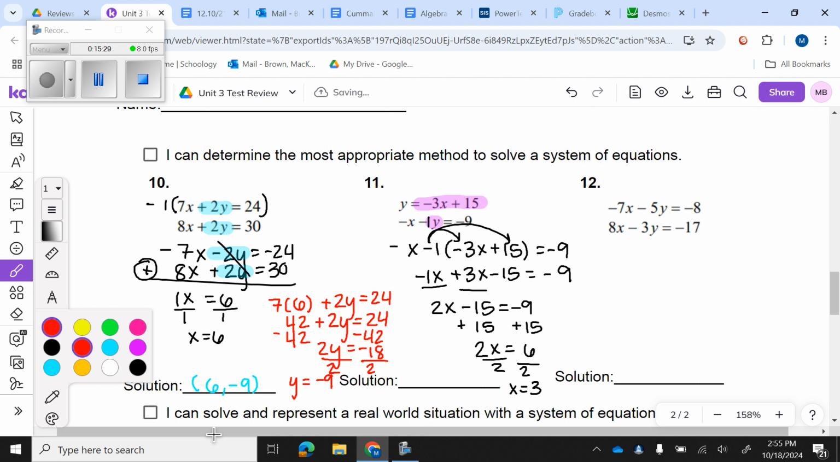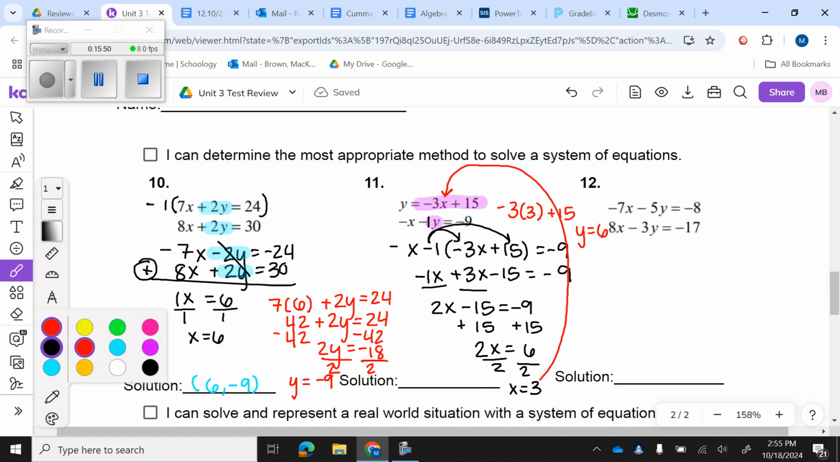All right? Well, my 3's got to go back into this top equation so I can solve for y. So my calculator, I'm going to have negative 3 parentheses 3 plus 15. When I put that in my calculator, I should get 6. Okay? So that tells me y equals 6. Write your answer as an ordered pair. I'm going to have 3, 6.